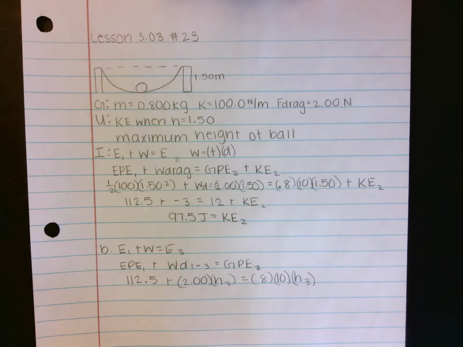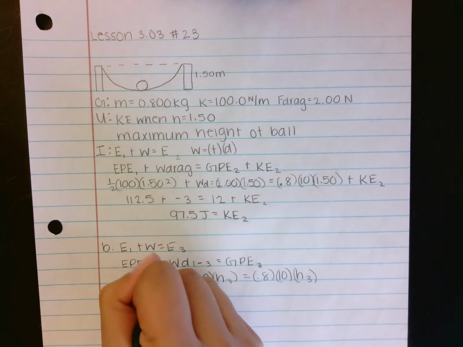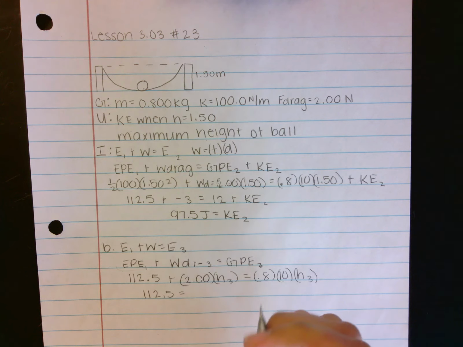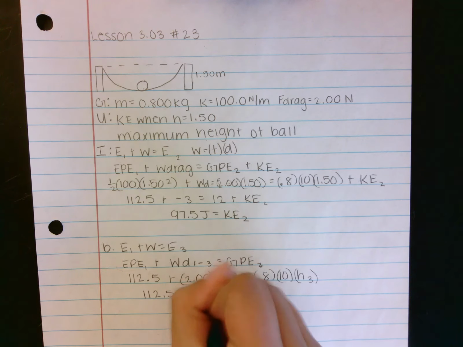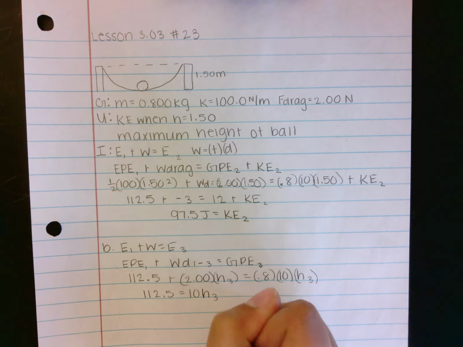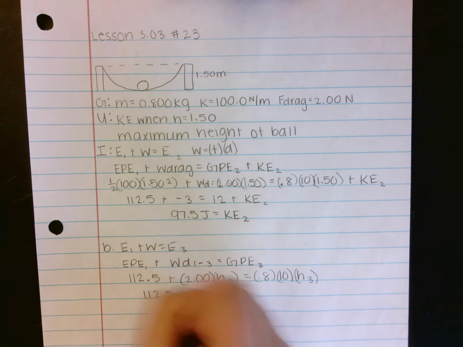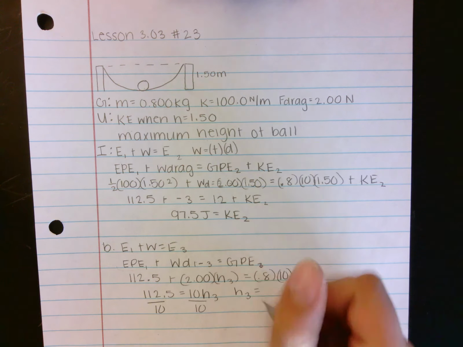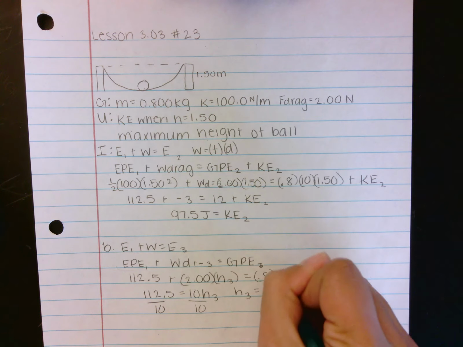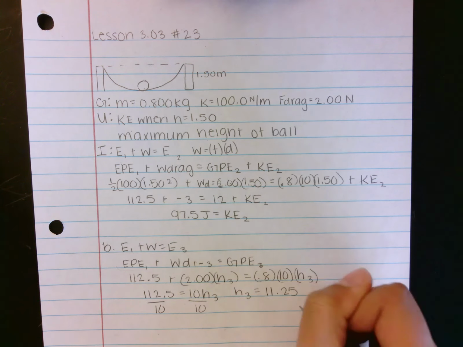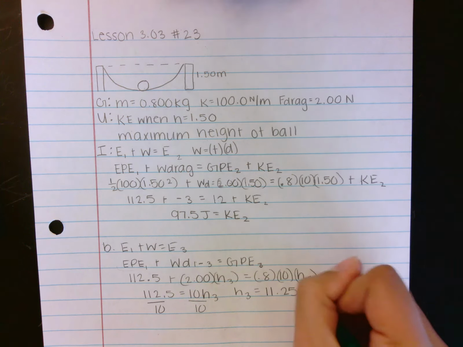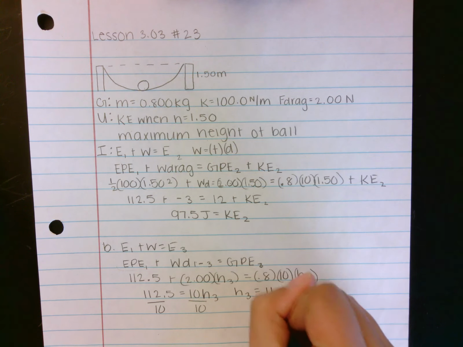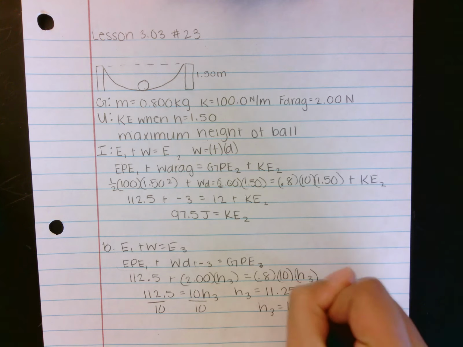So when we solve this out, we get 112.5 equals 10 H3. And then when we divide by 10, H3 equals 11.25 meters. And then because of sig figs, there's only 3, so H3 equals 11.3.